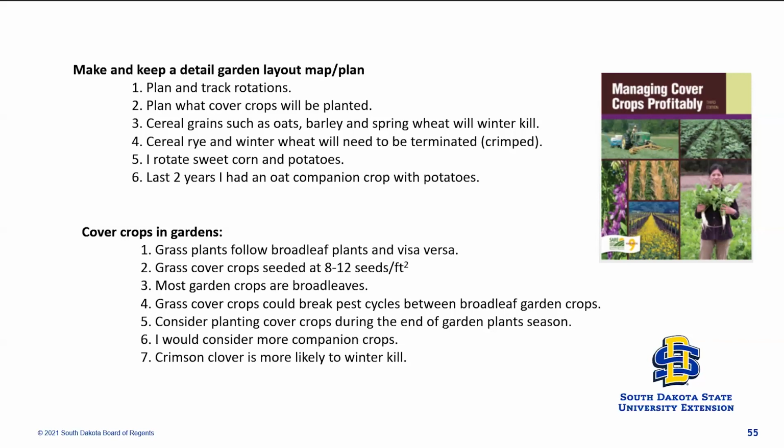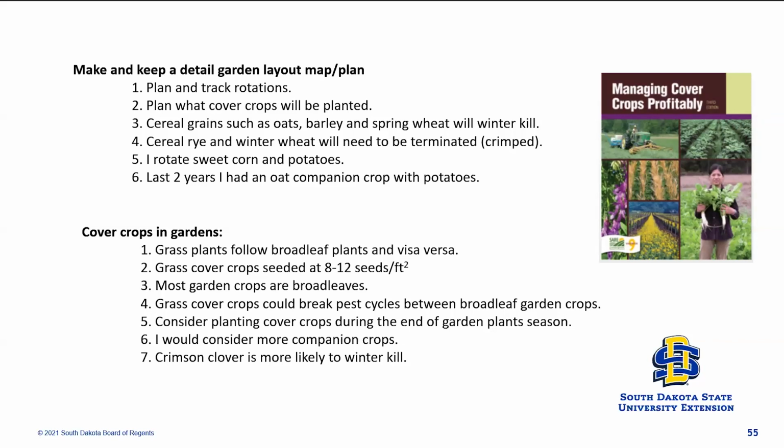Those will winter kill. And so the winter will kill them. If you plant like cereal rye or winter wheat, you'll have to crimp them down or use a chemical to kill them in the spring. But there's several innovative gardeners that have made hand crimpers that can crimp those down on the ground and then plant their crops. I rotate sweet corn and potatoes, right, wrong, or whatever. That's just what I do. It's worked. And then, as I mentioned, I had an oak companion crop.